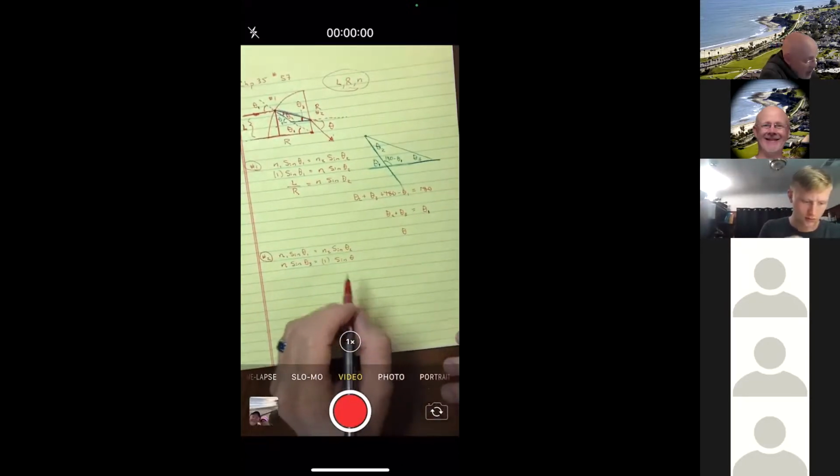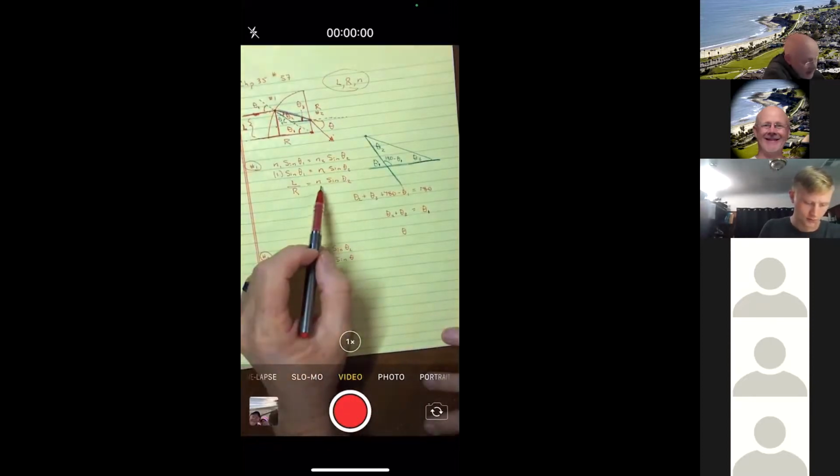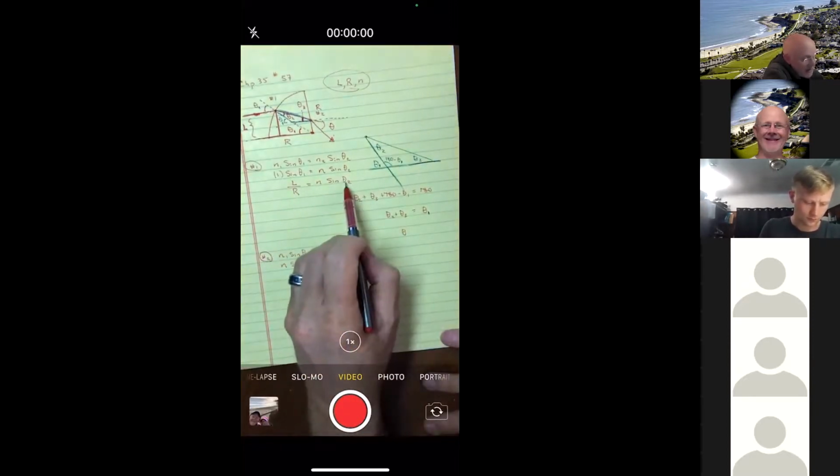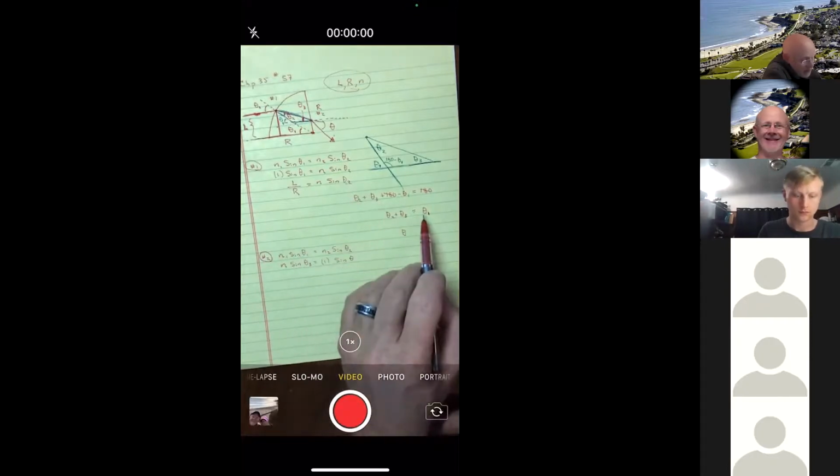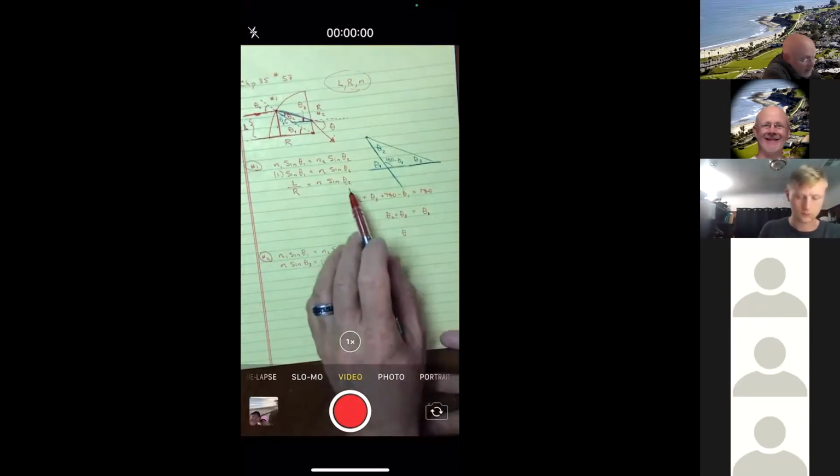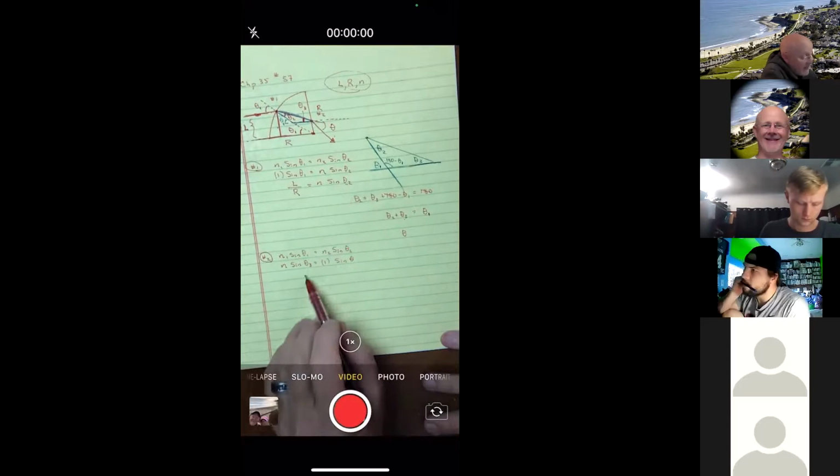Well, here's what I was thinking: if I could replace this theta 2 in here with a theta 1 and a theta 3, then with some trig identity, I think I can write it in terms of theta 3, and hopefully get rid of that.